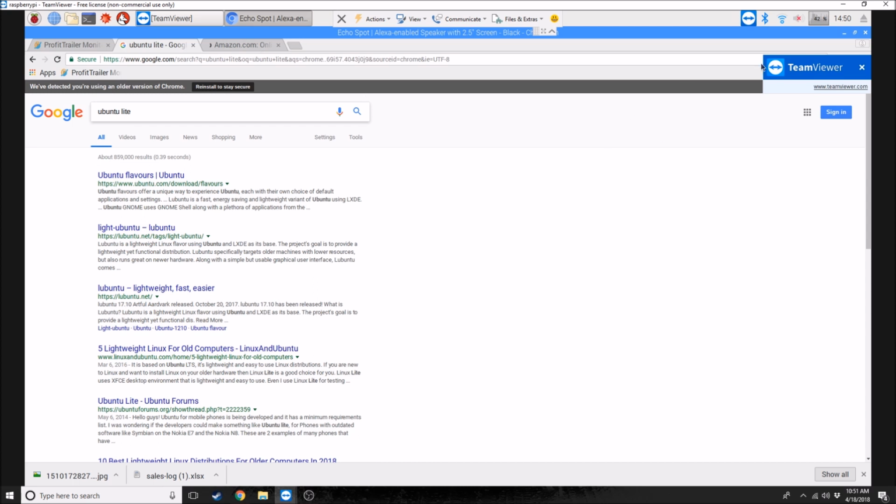By the way, I'm also running TeamViewer. It's just a way to look at what's going on without having to hook it up to a monitor. You can just monitor it wirelessly.